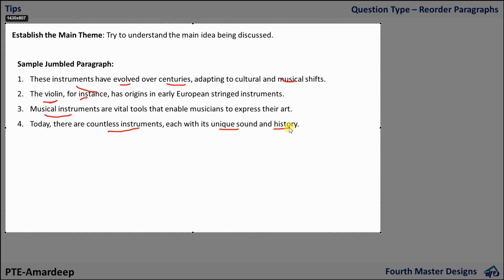Okay. Now, if I have to answer this one, I first need to look for opening sentence. So these instruments, they are referring to something. This is example. I need to discuss the main topic, then only I can give example. Today there are countless. So I need to have something, then only I can say earlier it was like this and today it is like this. So I am left with third one. This is my opening sentence.